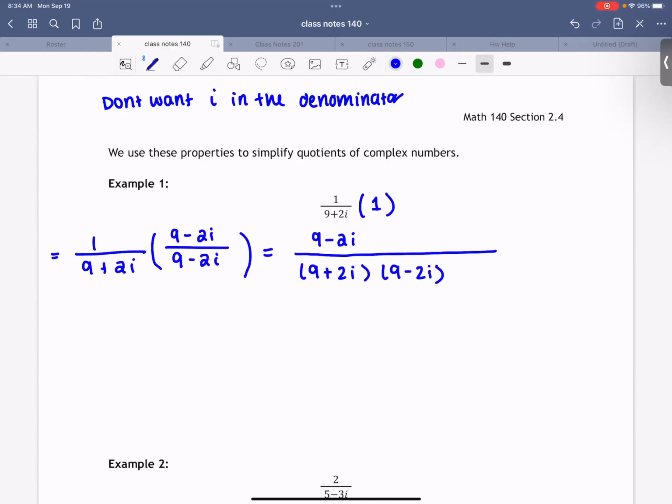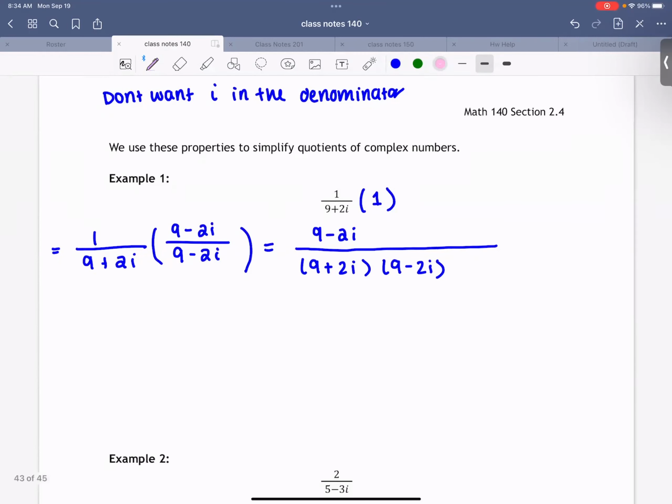Okay. What can we do in the denominator? FOIL, right? We can FOIL this out. So we can multiply the 9 and over on the bottom as well. If you memorize the formula, this would go a lot faster, but let's just go through the FOILing part. So we've got 81, right? Minus 18i plus 18i minus 4i squared. Okay.